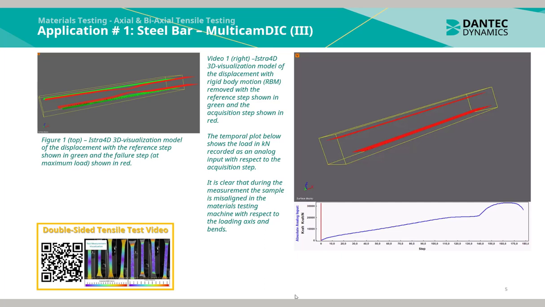In video 1 to the right, we see an ISTA40 3D visualization model of the displacement with rigid body motion removed, with the reference step shown in green and the acquisition step shown in red. The temporal plot below shows the load in kilonewton recorded as an analog input with respect to the acquisition step. It is clear that during the measurement the sample is misaligned in the materials testing machine with respect to the loading axis and as such bends.